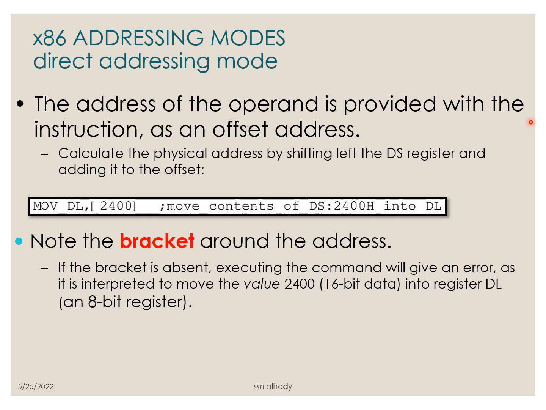Okay, note the bracket around the address. If the bracket is absent, it means that it is a value that you use, 2400. If it is in the bracket, then it is a location.